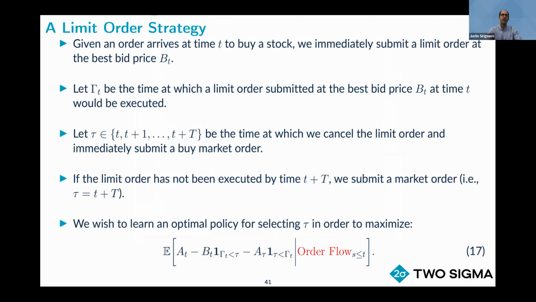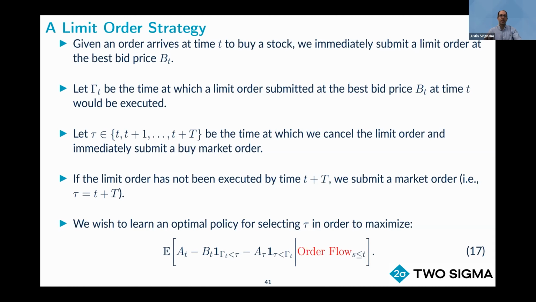Let's now consider a simple limit order strategy. Given an order arrives at time T to buy 1 share of a stock, we immediately submit a limit order at the best bid price, B_T. Let gamma_T be the time at which this limit order would be executed.